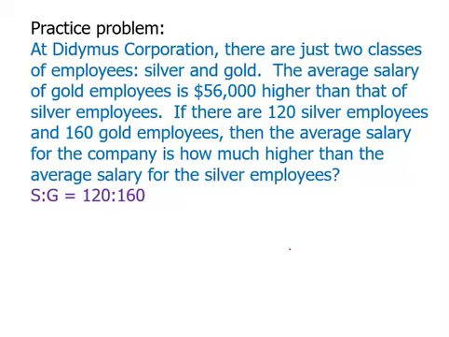So let's think about the size of the groups first. Let's set up that ratio because we know those numbers. 120 to 160. 120 is 3 times 40. 160 is 4 times 40. Divide by 40. We get a ratio of 3 to 4. So silver employees are 3 parts, gold employees are 4 parts. There are 7 parts in total.